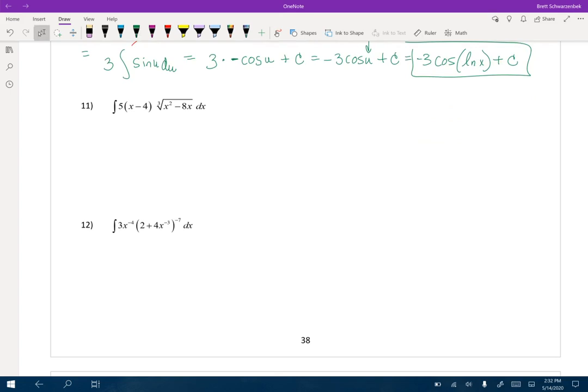The last 2 problems here I don't usually cover in class during summer sessions. What I'm going to do is just give you the answer to them, and feel free to use them as extra practice if you'd like to go through. For the first one, you're going to get 15/8 times x squared minus 8x to the 4/3 plus c. For the last one, you're going to get 1/24 times the quantity 2 plus 4x to the negative 3, all to the negative 6, plus c.